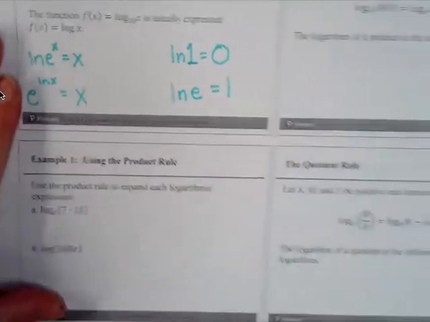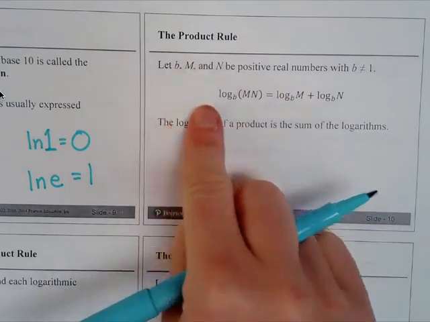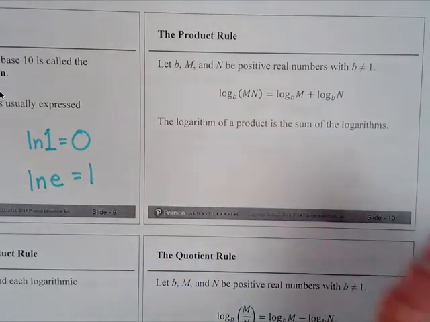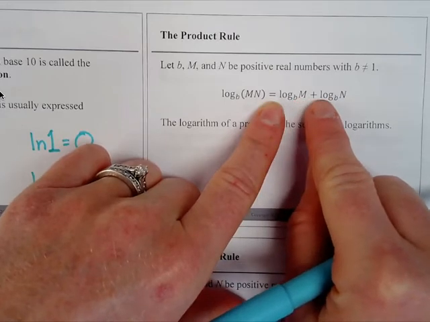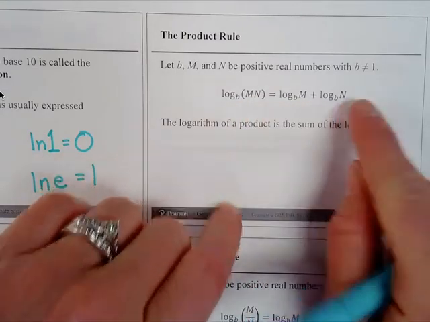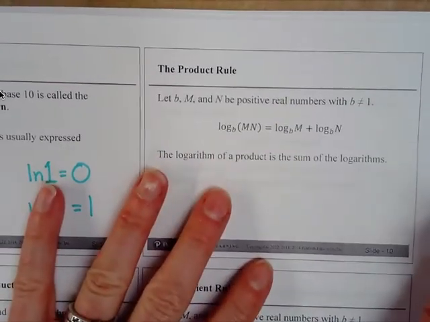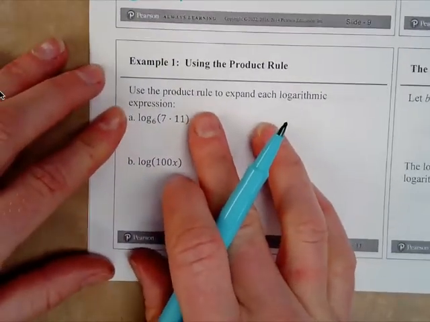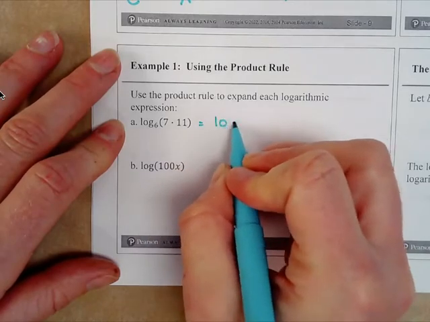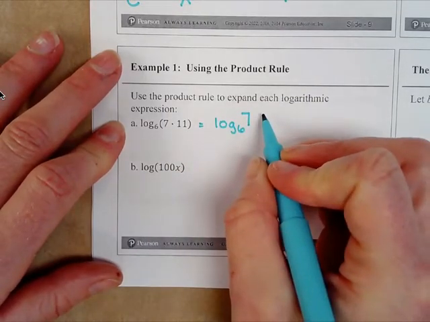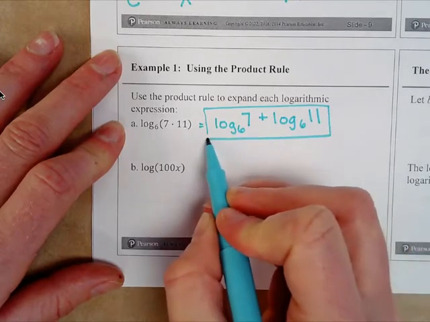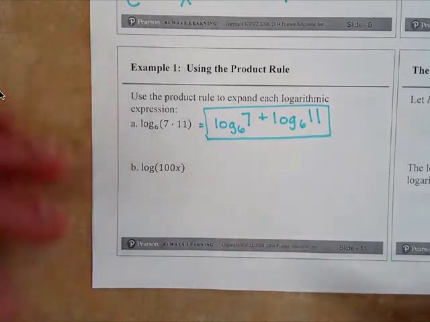So let's look at our first rule, the product rule. We have a log base b, and then inside the parentheses is m times n. What we can do is expand it out, and we're going to add log base b of m plus log base b of n. Anytime these are multiplied, you're adding, similar to exponents. You remember the exponent rules? Okay, so let's look at these examples. Log base 6 of 7 times 11. We'll rewrite this as log base 6 of 7 plus log base 6 of 11. We can't simplify that any further, so we're just going to leave it like that.